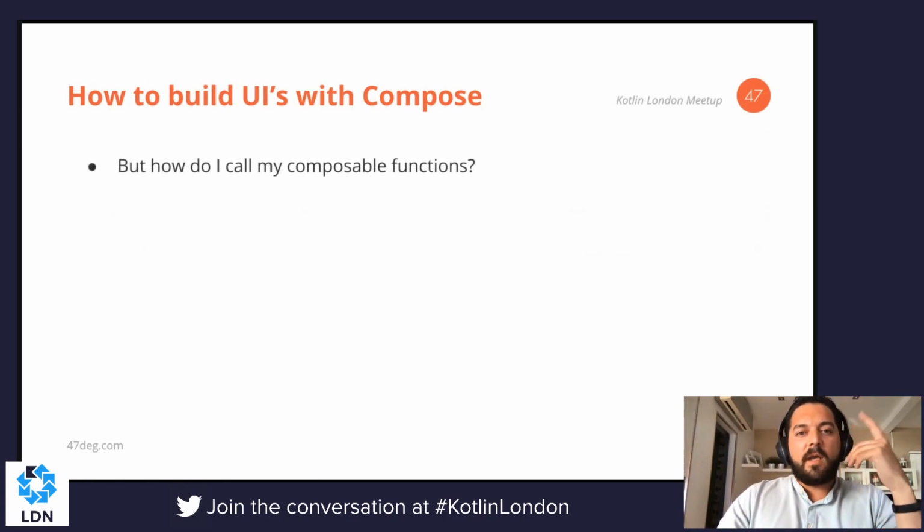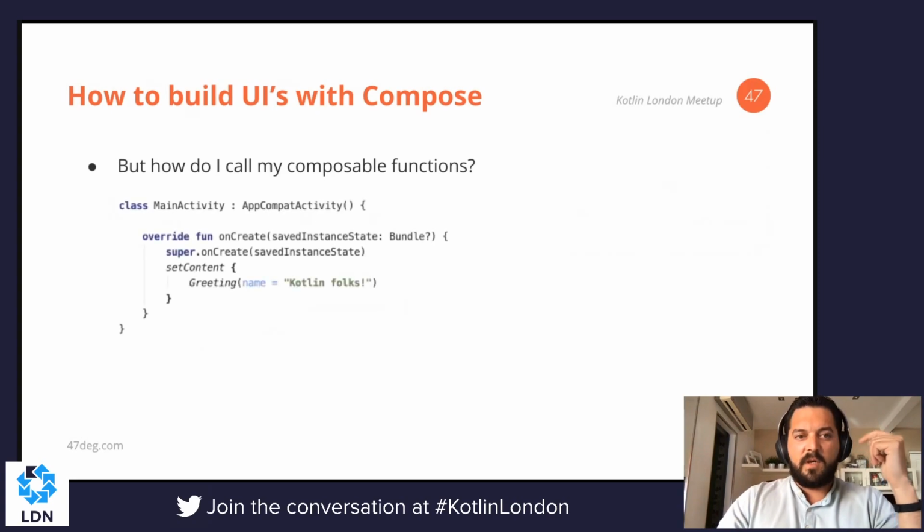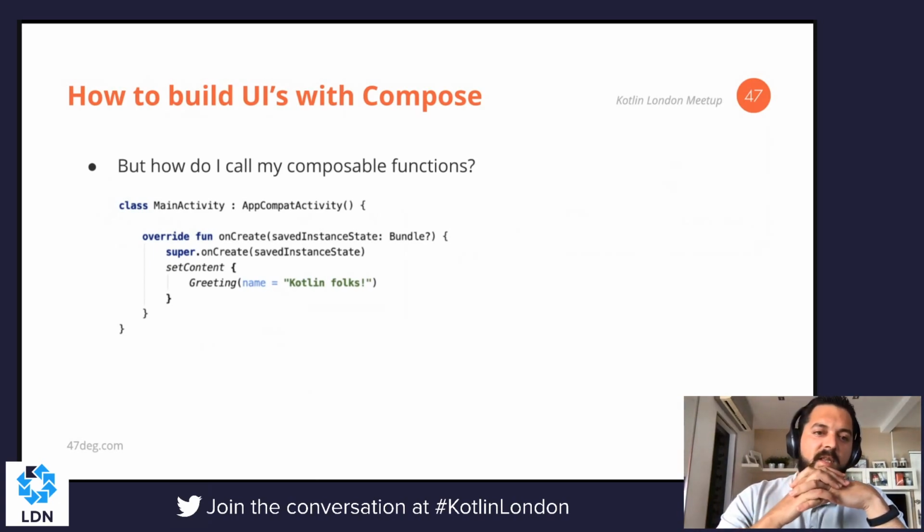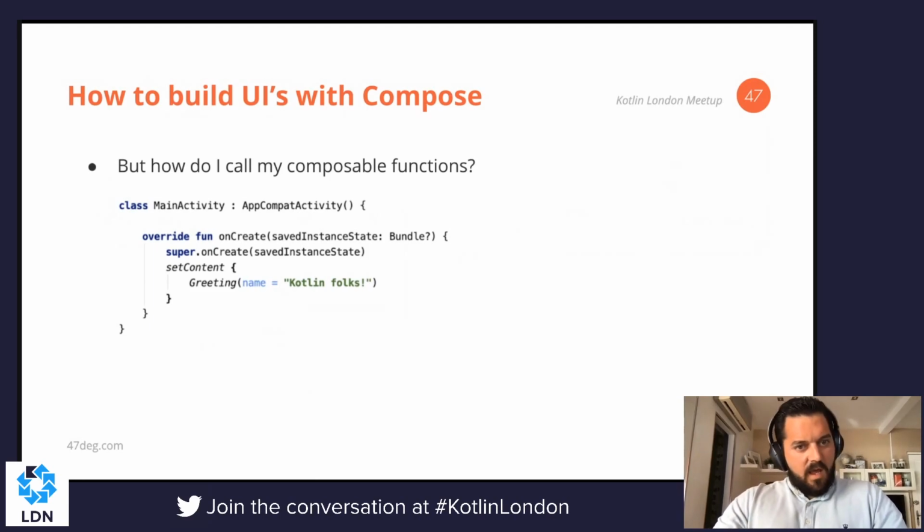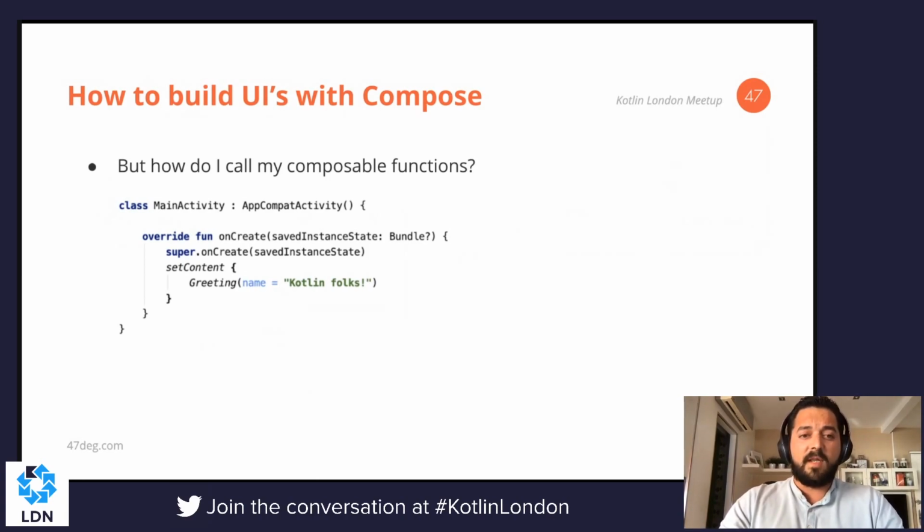But how do I call my composable functions? Because in Android we have the activity. So how do they hook up together? When using this setContent function, through the lambda parameter, whatever is inside will become the root of our activity. So instead of calling the setContentView and the XML layout, we have this extension function that will hook up with our composable world.